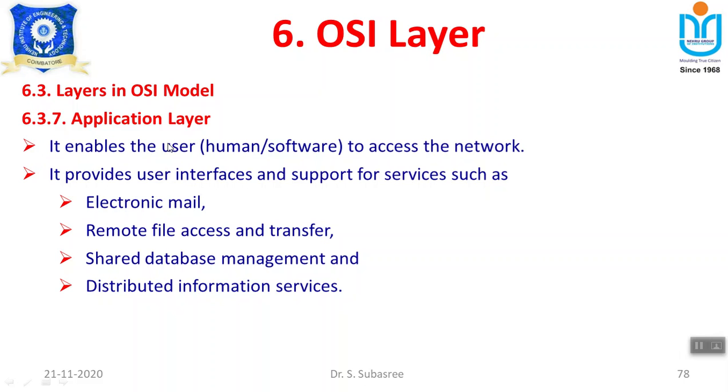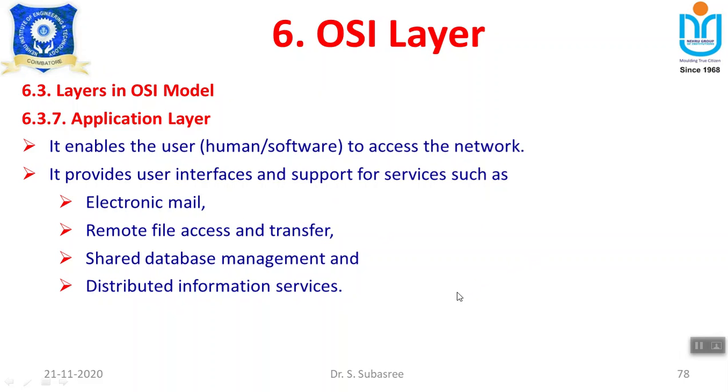Whatever the user requirement has to be provided by this application layer. For example, I am giving my username and password for accessing my mail. So who is the person who is accessing? The user or human being. That is the reason why I told the application layer is always interacted with the user. In machine also possible. So most of the time, the user is going to interact.